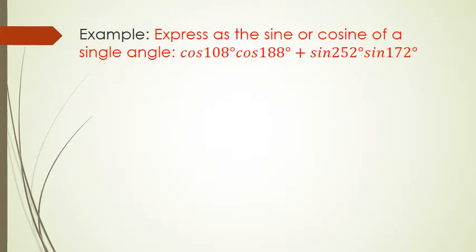Let's have a look at an example. Express as the sine or cosine of a single angle: cos 108 degrees cos 188 degrees plus sine 252 degrees sine 172 degrees. Now in this expression, the angles are not acute. So the first step is to reduce all these angles to acute angles using reduction formula.